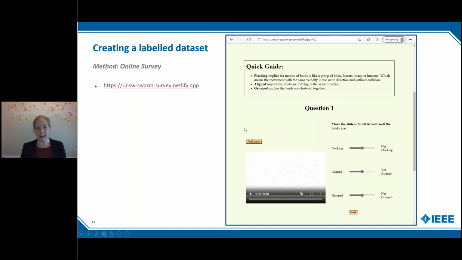This screen has some different collective motions that are short video clips. And then there are a bunch of sliders that allow the participant to give their opinion of whether they think that this video is a flocking behavior and whether the boids in it appear to be aligned or whether they appear to be grouped. Before this happens, there's a short tutorial to give an introduction to some of the concepts that are in the survey.